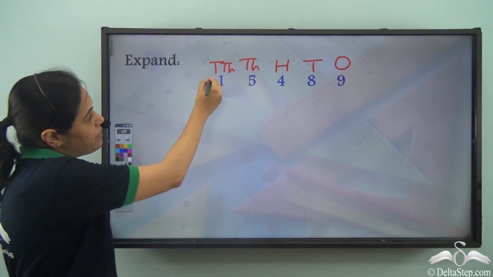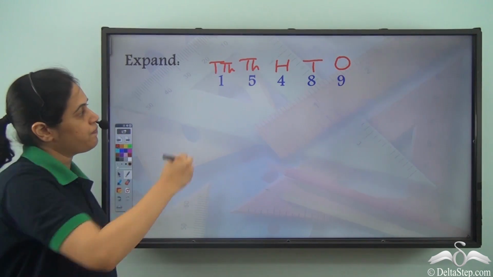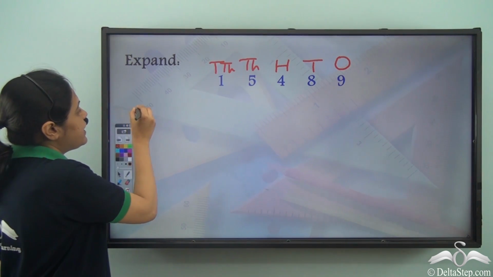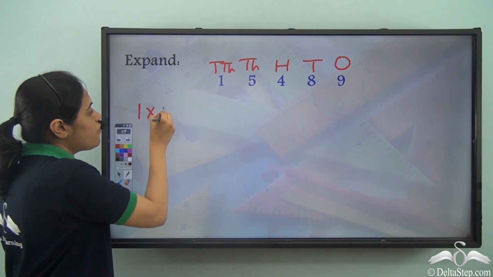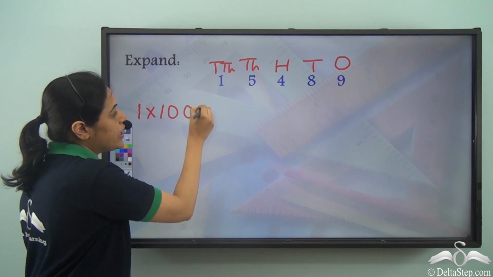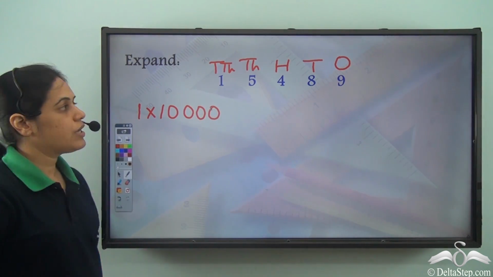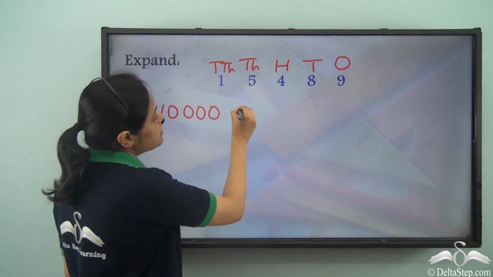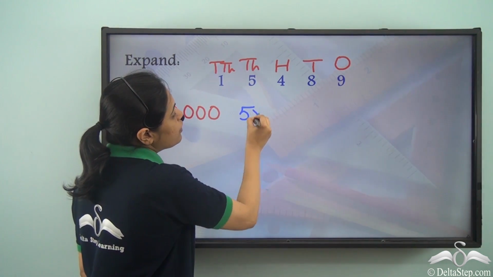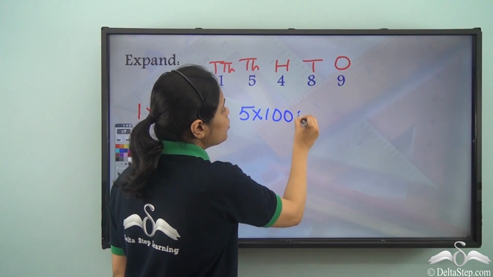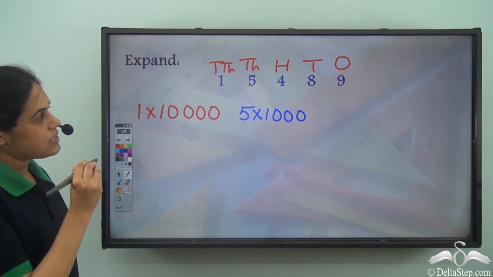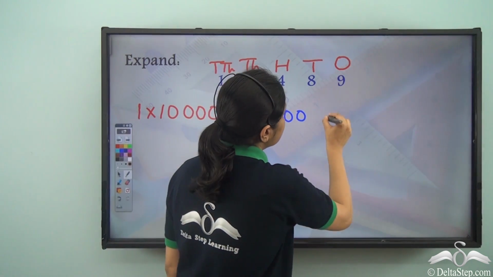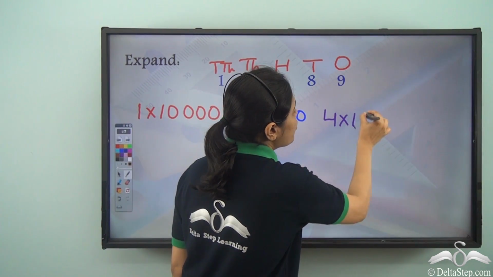So first let me write the place value of 1. 1 is in the 10,000s place. So the place value of 1 is 1 into 10,000. Now what is the place value of 5? 5 is in the thousands place. So the place value of 5 is 5 into 1000. What is the place value of 4? 4 is in the hundreds place. So the place value is 4 into 100.